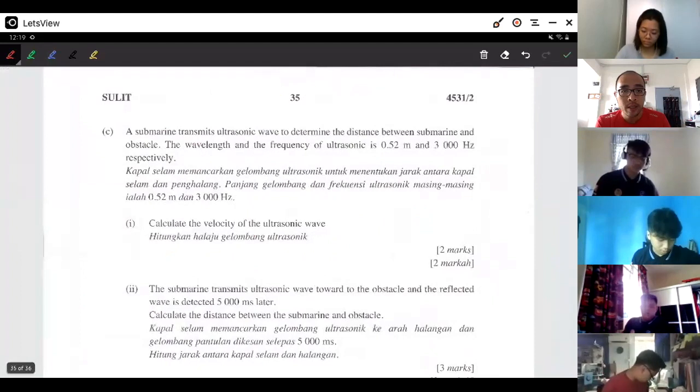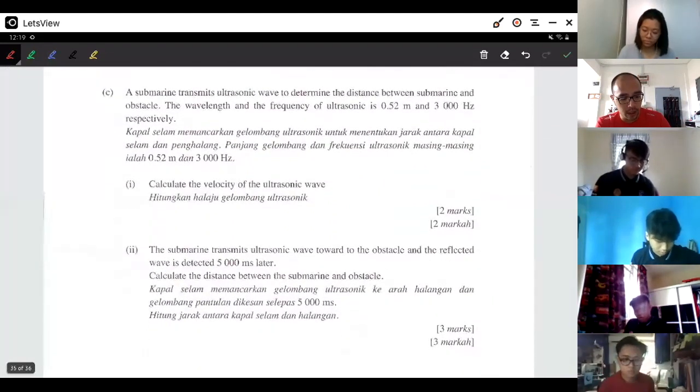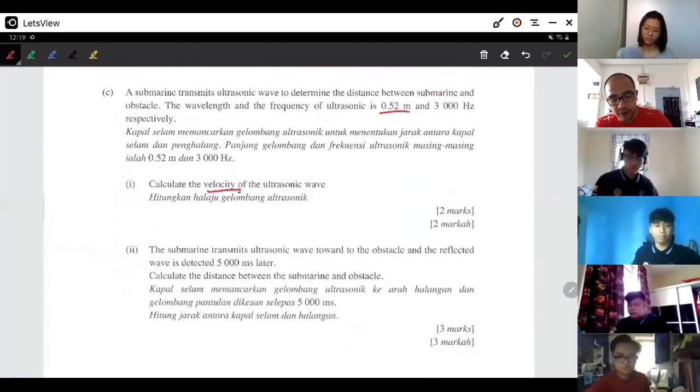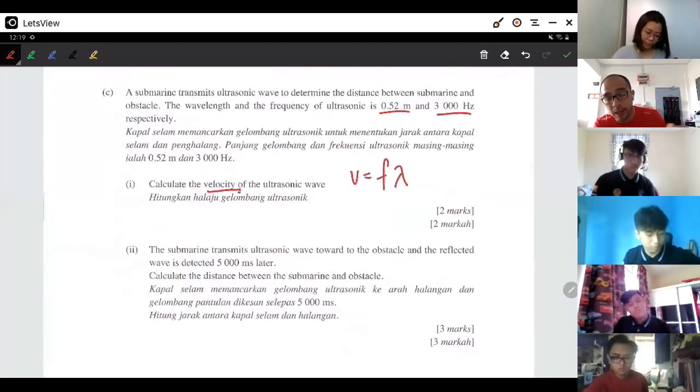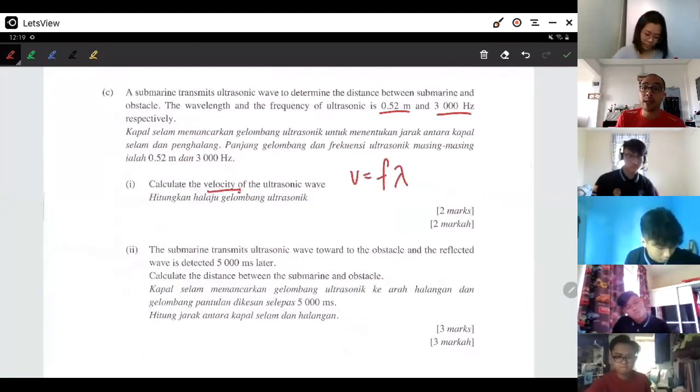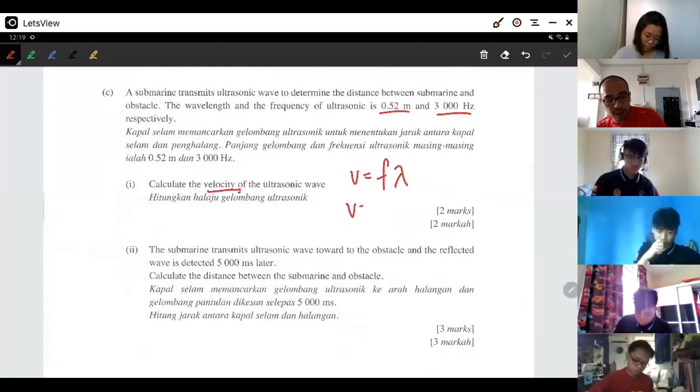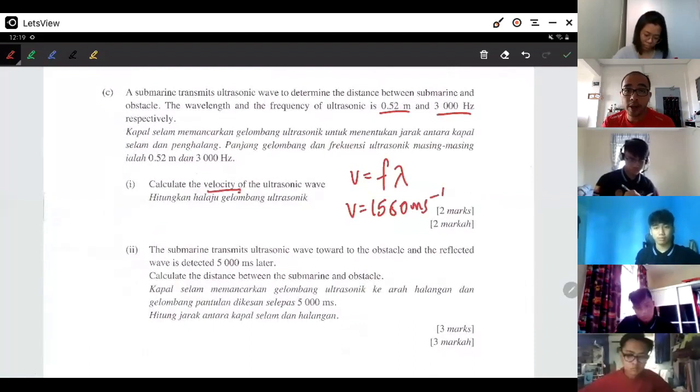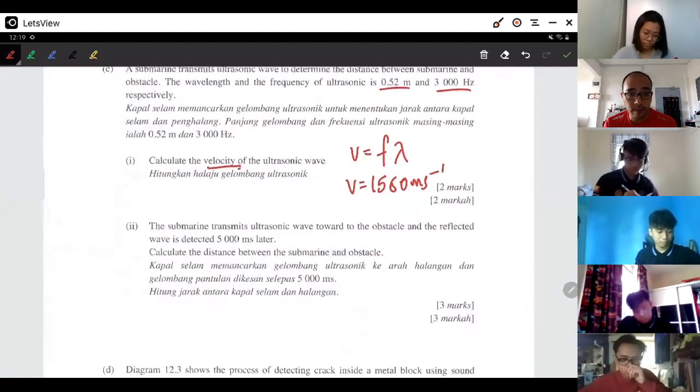Okay, submarine transmits. Okay, this one, I think you can do this. Wavelength is this one, frequency is this one, so you can calculate the velocity. So the basic formula for velocity is V equals F lambda. The wave equation. So the wave equation will give us a V of 1560 meters per second. Okay, that's the final answer.